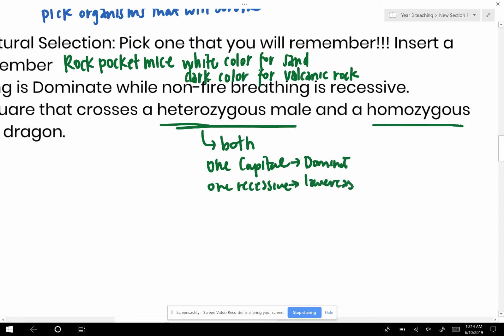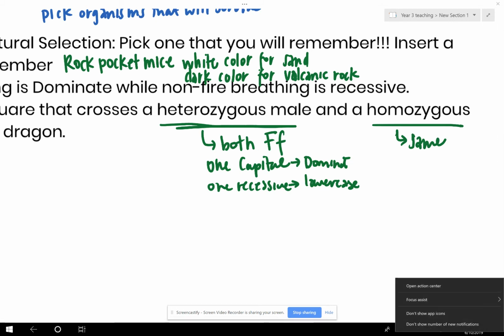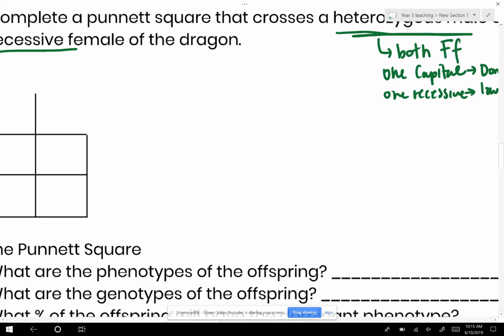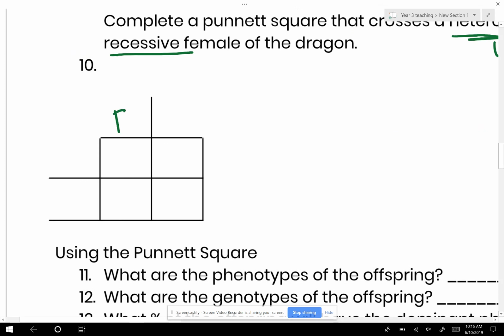right? So this is going to be one lowercase. Sorry, I kind of wrote that backwards. So in this case, it would be this, right? Homozygous, so homo means the same, and homozygous recessive means that we have two lowercases. So we're going to cross those dragons, right? So this is what my Punnett Square would look like.